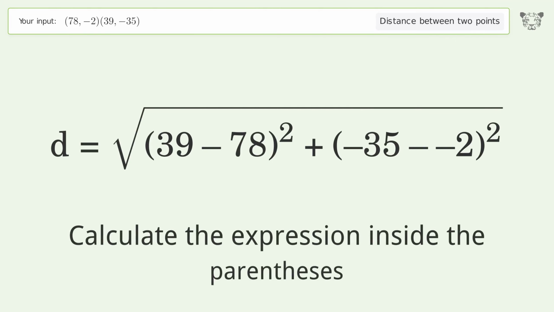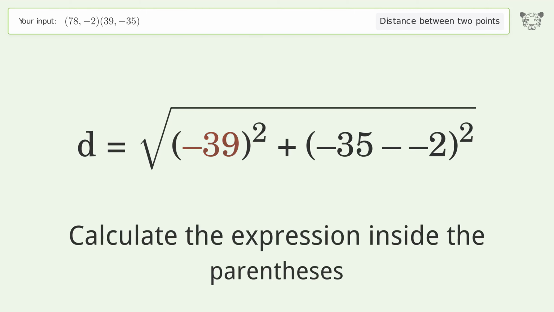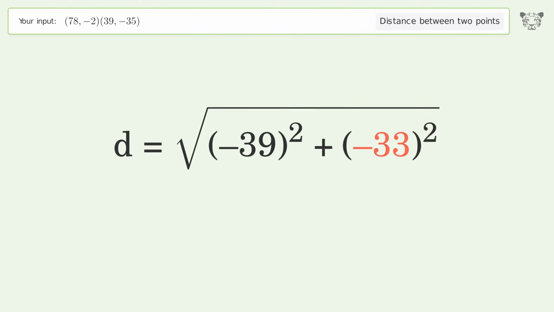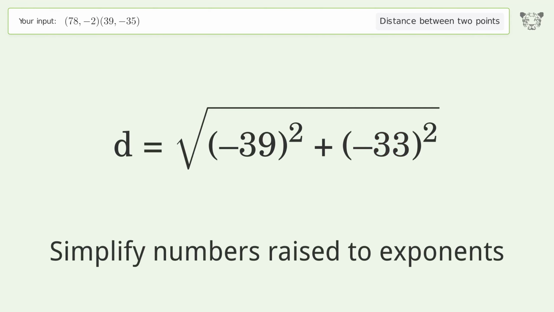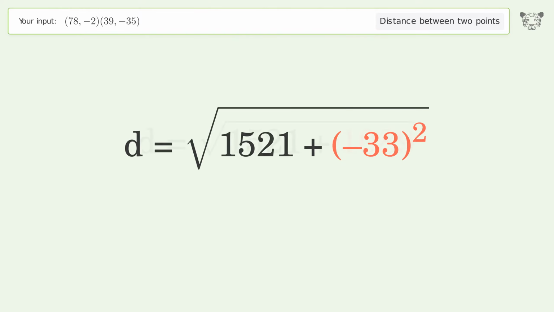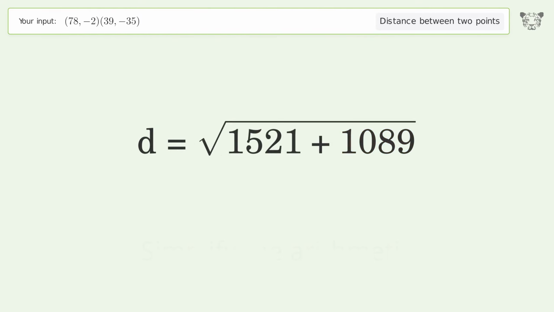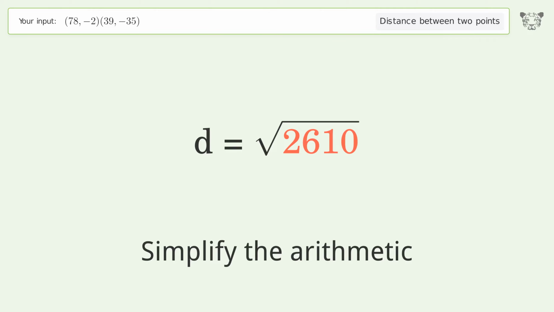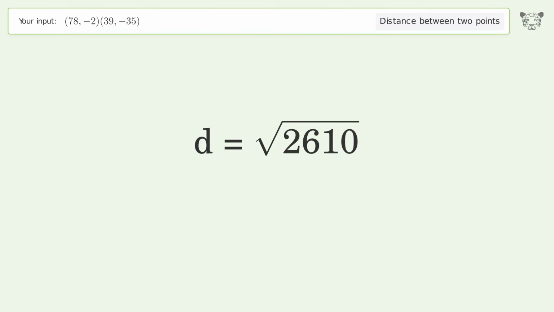Calculate the expression inside the parentheses. Simplify numbers raised to exponents. Simplify the arithmetic. And so the distance between the 2 points is the square root of 2610, or 51.088.